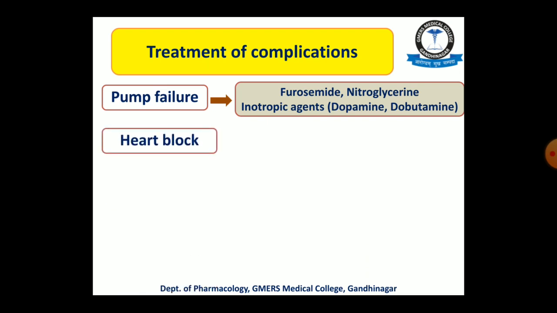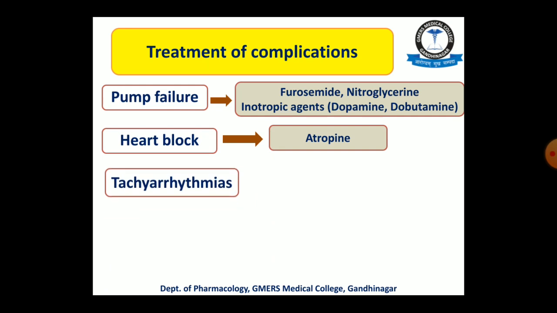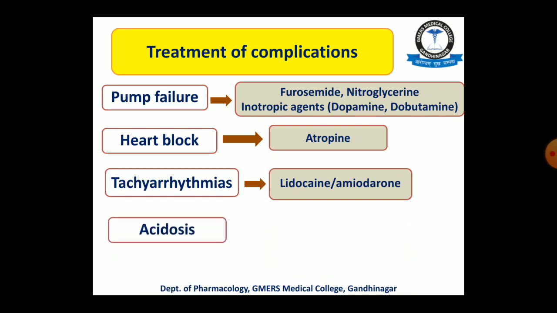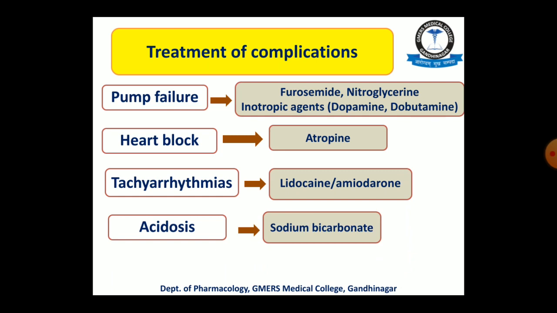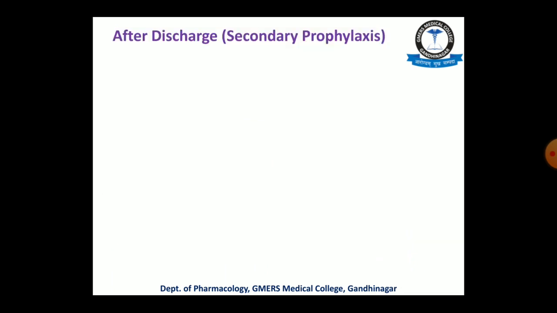Then next, there may be chances of arrhythmia, bradycardia or heart block, but this can be managed with the help of atropine. If there is an occurrence of tachyarrhythmias, then you have to give lidocaine or amiodarone. If there is acidosis because of increased lactic acid production, you can give an intravenous sodium bicarbonate infusion. So these are all the possible complications that can be seen in myocardial infarction along with the possible treatment options.